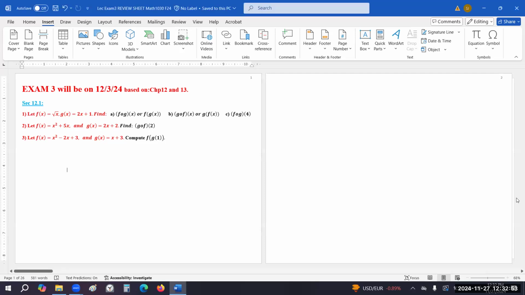I didn't make the exam yet, but I think from composition, I'm going to ask two questions. One is about f of g of x, where you put one function inside another function, and another one is evaluating that. So two different questions, you're going to work with four different functions.